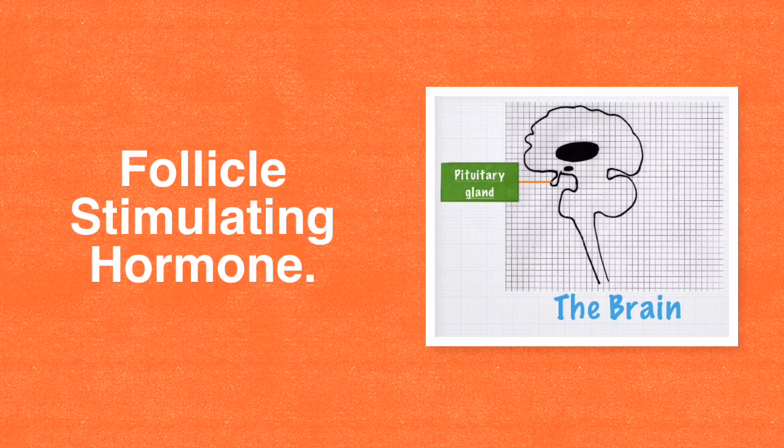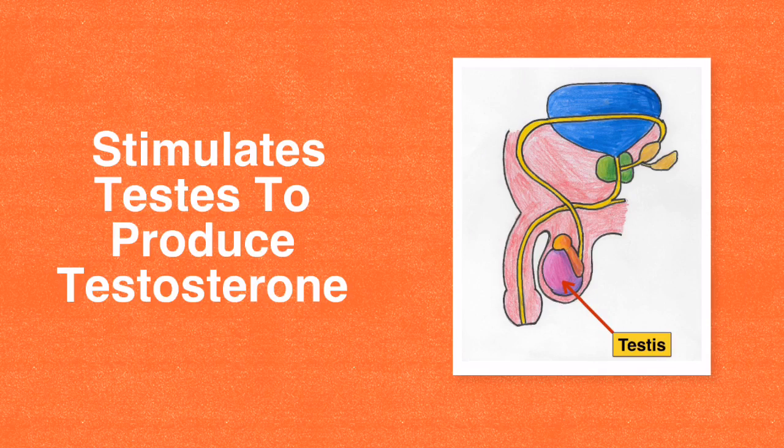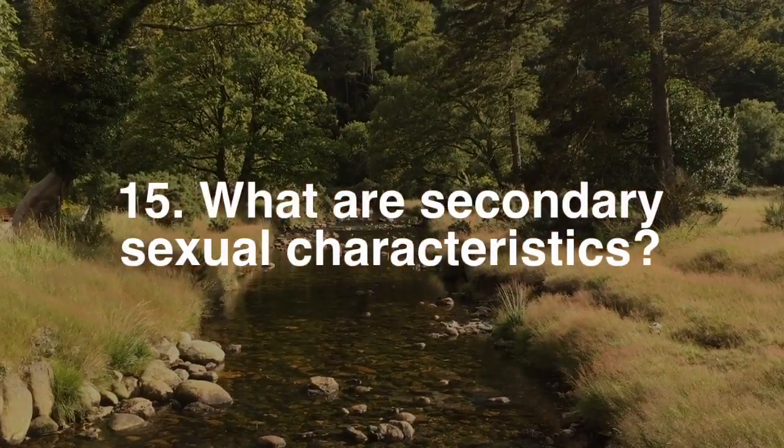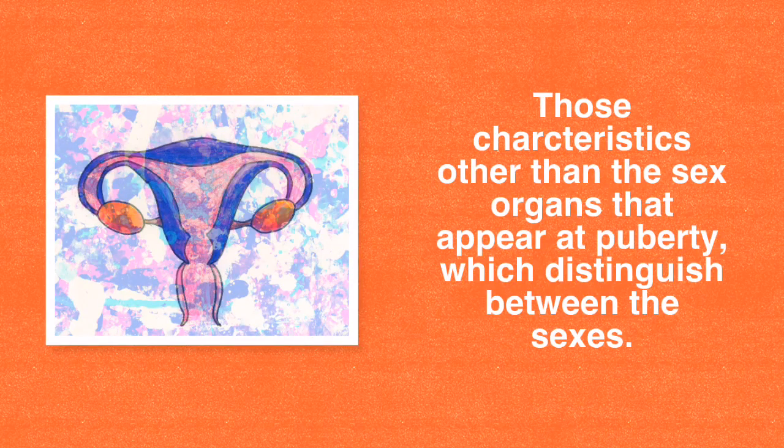What hormone is responsible for the production of sperm in males? It's follicle stimulating hormone produced in the pituitary gland. It causes those special sperm producing cells in the testes to divide by meiosis to produce those sperm. Speaking of the pituitary gland, there's also that other hormone produced by the pituitary gland, the luteinizing hormone, and it too has a role in males as well. Luteinizing hormone stimulates the testes to produce testosterone. What are the secondary sexual characteristics? Well, they are those characteristics other than the sex organs that appear at puberty which distinguish between the sexes.